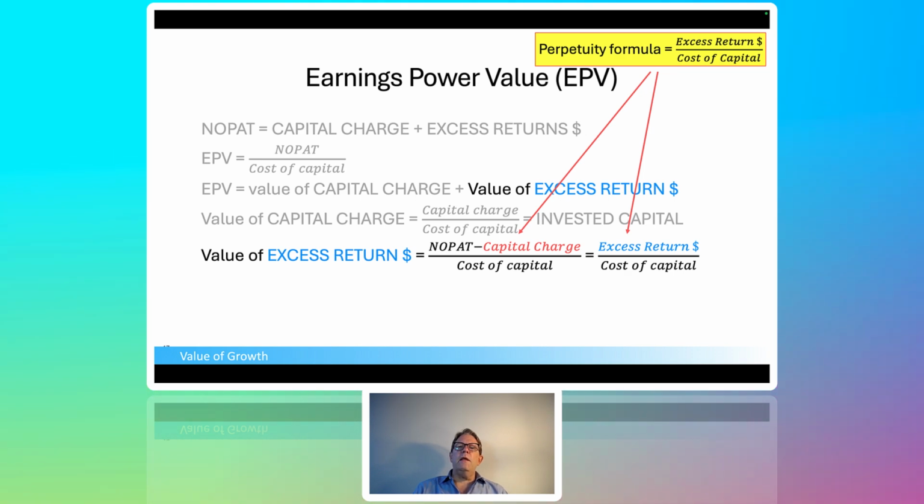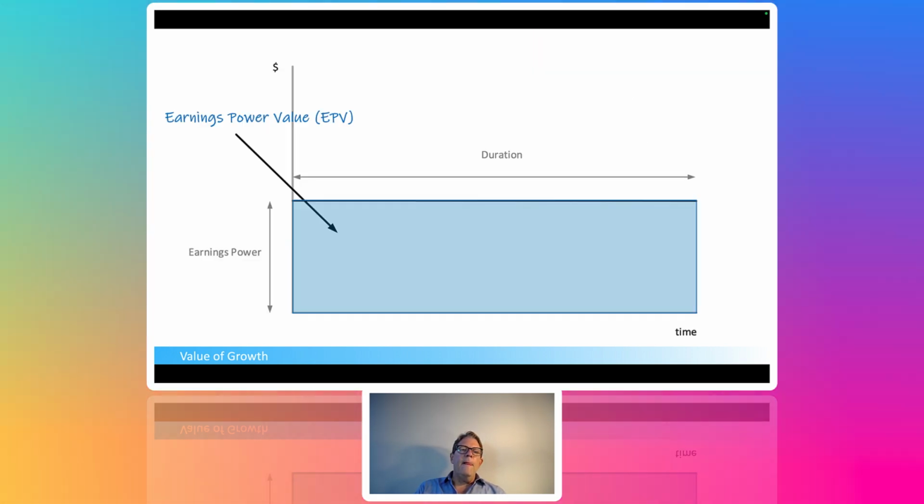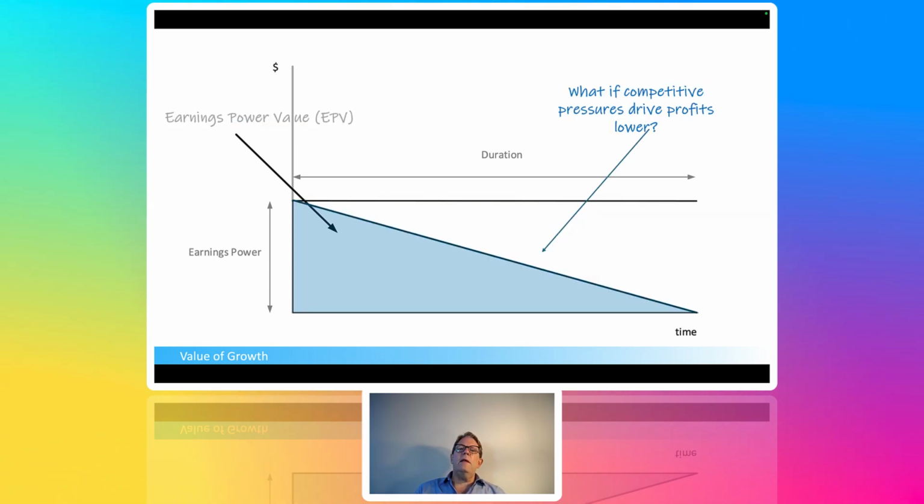If we use the perpetuity formula, we then can value those. So the value of excess returns in dollars is just the excess returns in dollars divided by the cost of capital. Easy, right? Now, we assumed in this case that earnings power would stay steady, said that a couple of times, and so earnings power value is based on the idea that NOPAT, earnings power, is going to stay steady into the future. However, if competition enters the market and drives down those profits to a lower profit, then that assumption of a steady state, no growth, NOPAT or earnings power does not hold.